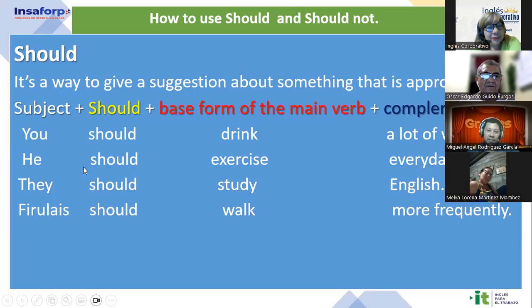Melba, can you read the number two? You should exercise every day. Okay, the number three, Melba. They should study English.